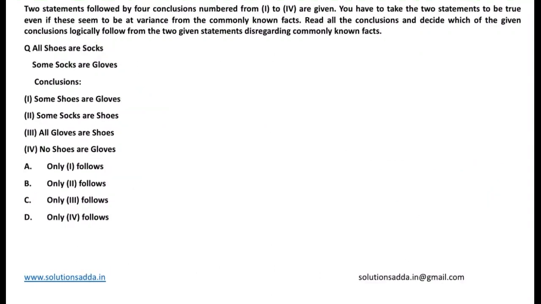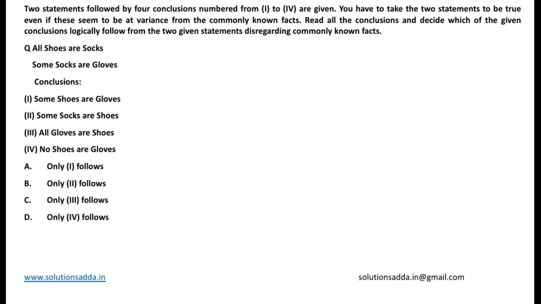This is an aptitude question based on logical reasoning. We are given two statements and we need to assume that these two statements are true even if they seem to be at variance from the commonly known facts. And we are given four conclusions. Now we need to find out which conclusions among the four given conclusions are following based on the two statements.